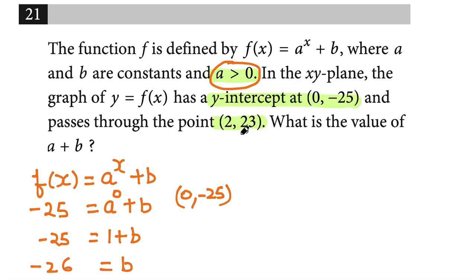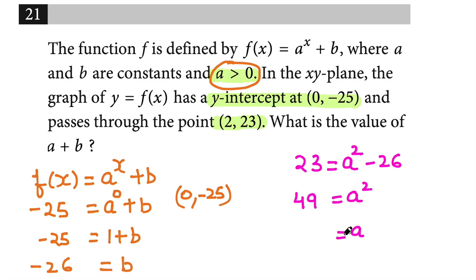Perfect. Now let's come to the point (2, 23). So when f of x is 23, x is 2 and b is negative 26. Adding 26 on both sides, a squared is equal to 49. If you take the square root of both sides, a can be plus 7 or minus 7. But in the question, it's clear that a is greater than 0. So a is equal to 7.